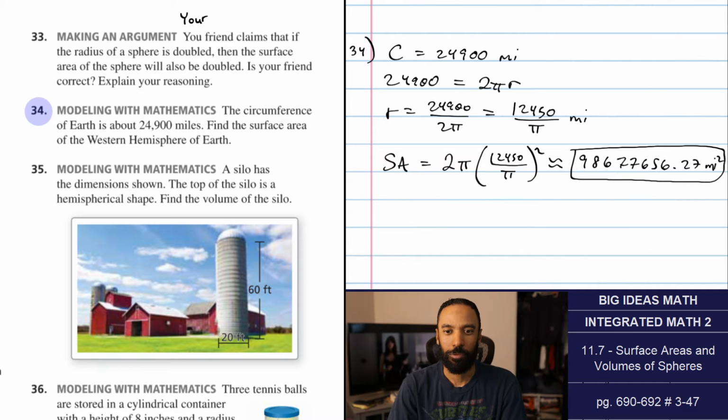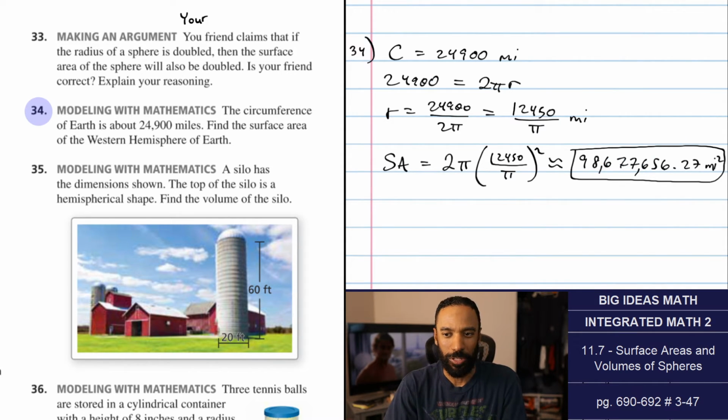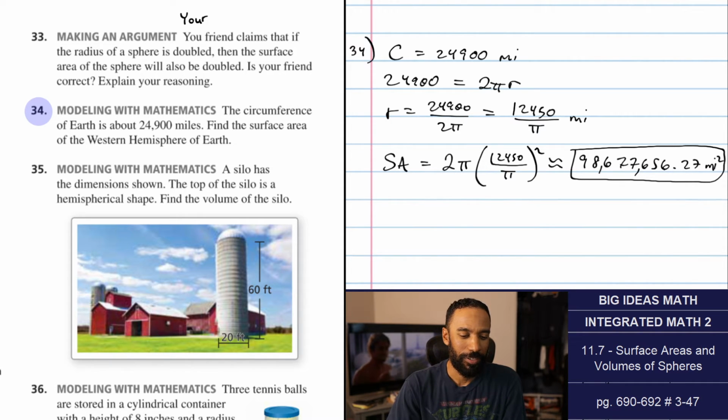Feeling pretty small right now. What is that number? Here, hold on. Let me include commas. 98 million. 98.6 million, or 98.7 if you want to kick it up a little. Just kind of round it that way. Square miles of Western Hemisphere.